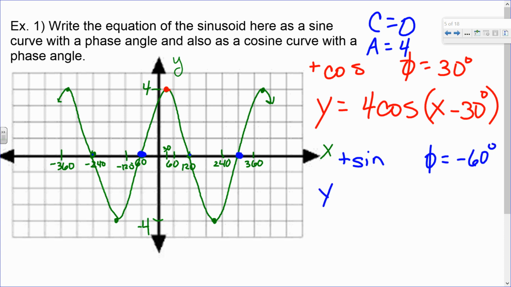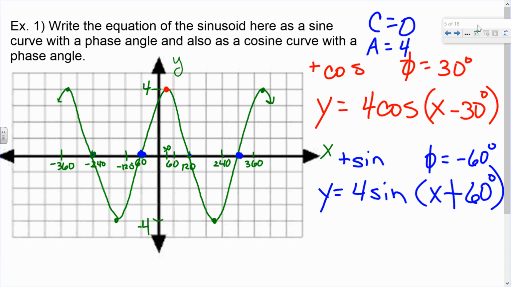So our equation is y equals centerline 0 plus 4 sine x minus the negative 60. So it becomes a plus 60 degrees. We've done enough graphs that we know x plus inside the parentheses is a shift which way? Horizontal which way, left or right? Left. Does this look like a sine graph shifted to the left 60 degrees?